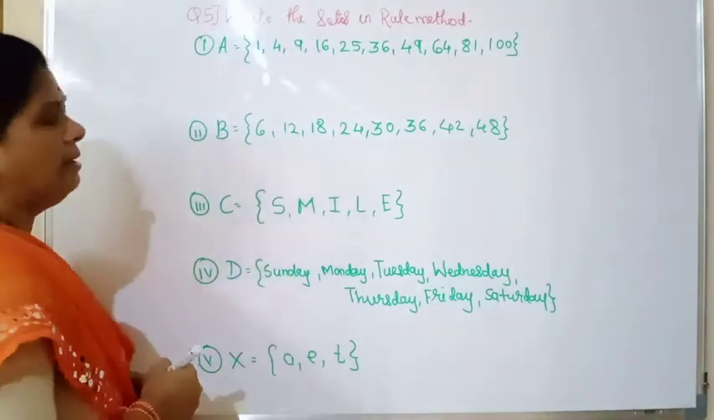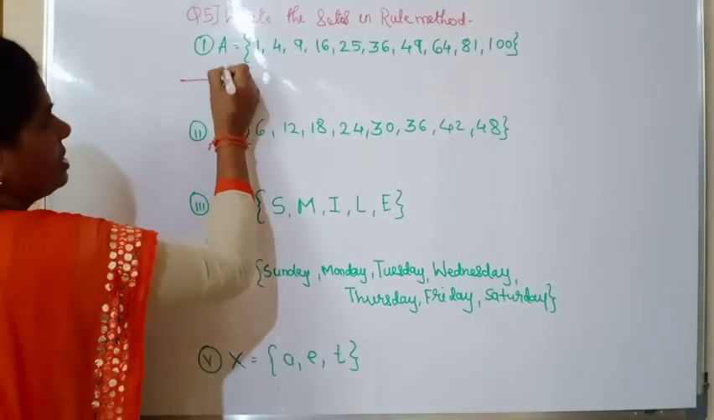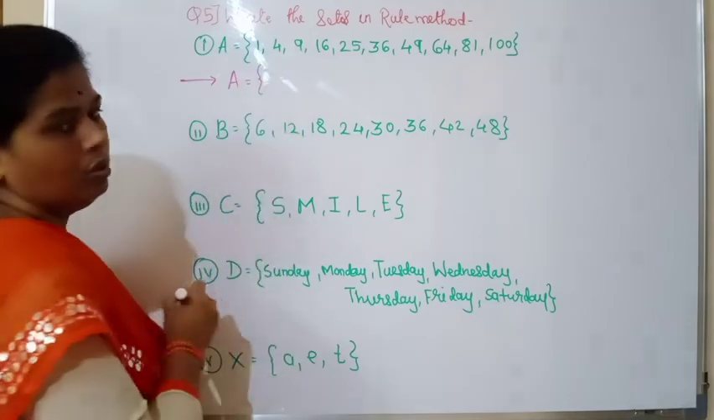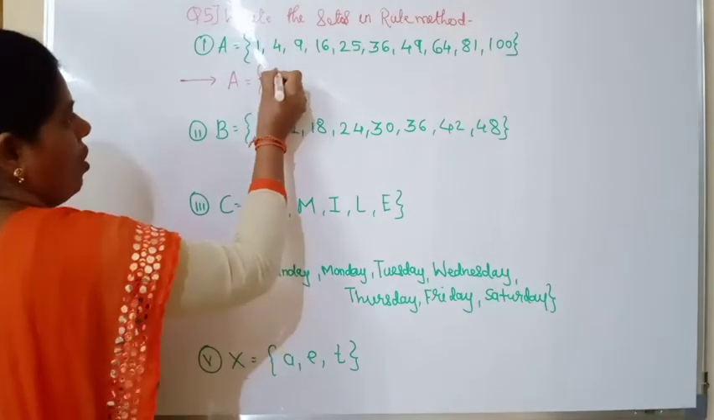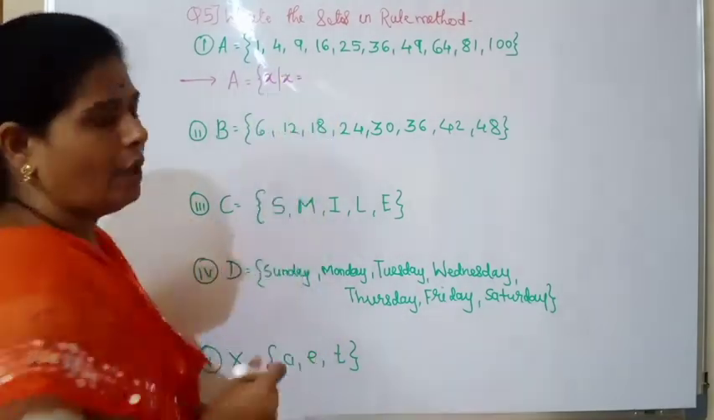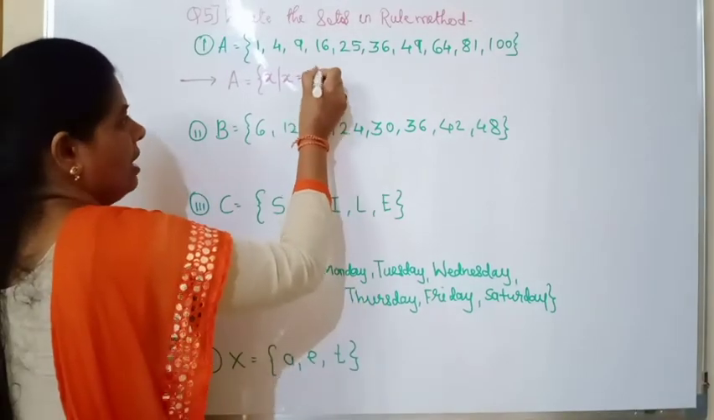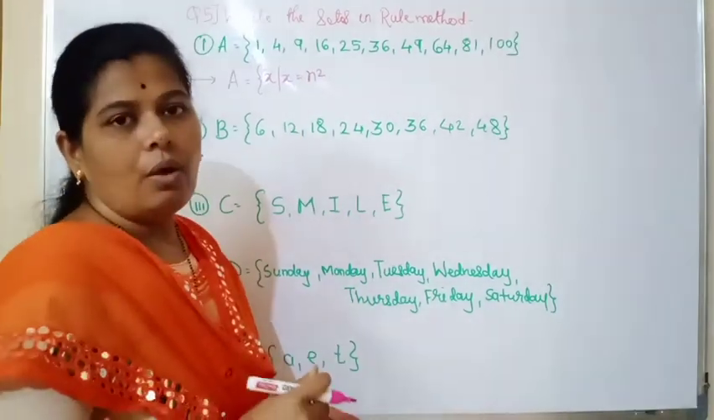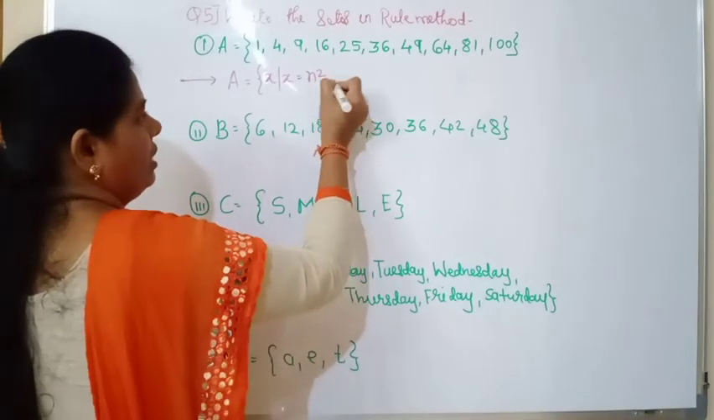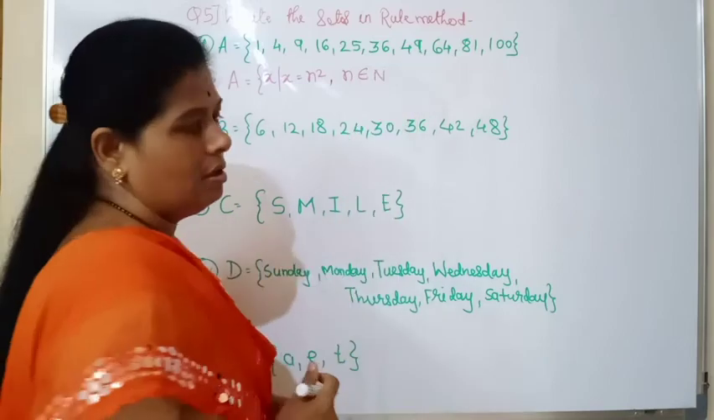Okay, so we will write a set now in a rule method. Already the name is given in the question, that is the set A. A equal to the set of all x such that x equal to, now what is it, a square, so we will write it here as n square. Okay, now as it starts from 1, it is a natural number, so n belongs to natural numbers.